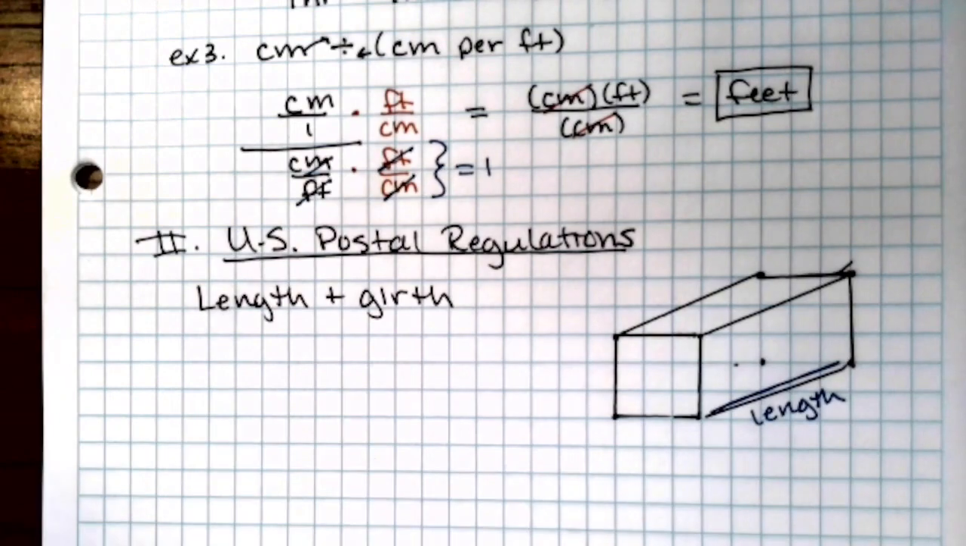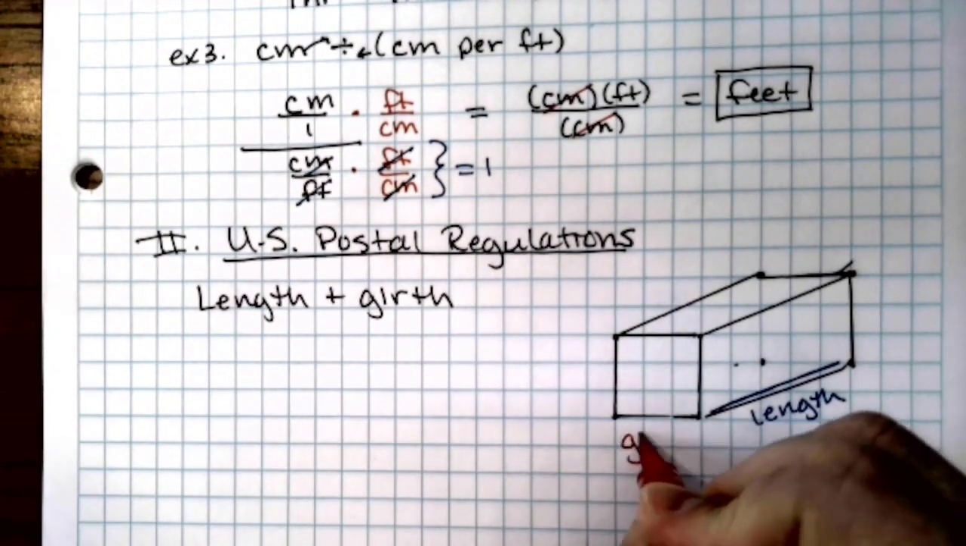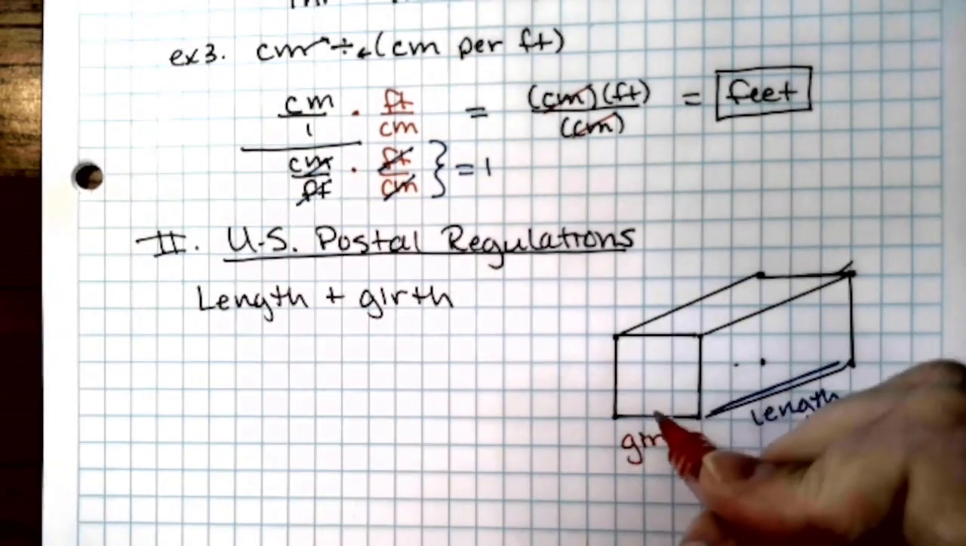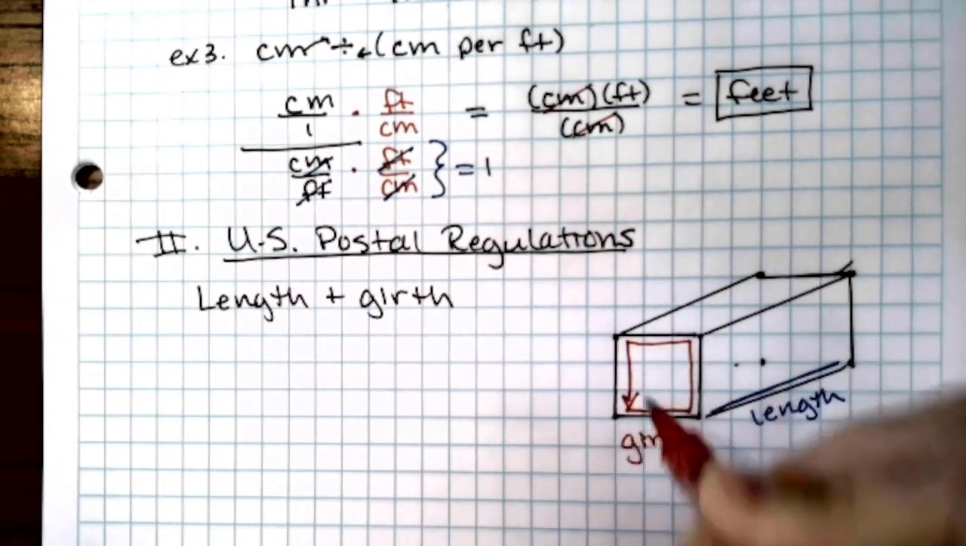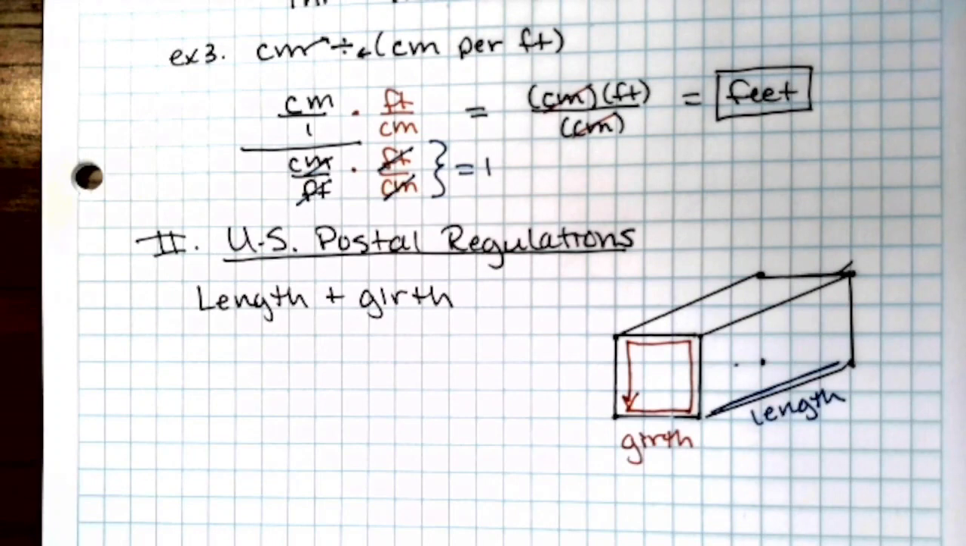The girth of the box is actually the distance around the end. So bottom, side, top, side, that whole distance around is called the girth. And from that, you get to calculate the correct amount to charge for shipping a package.